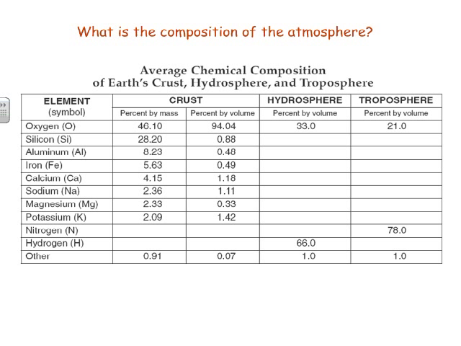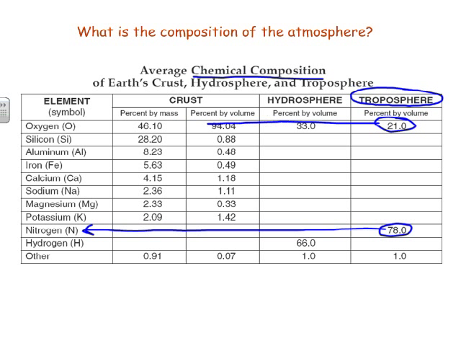What are these things made of? The chemical composition of the troposphere. And it doesn't just give the troposphere, it also gives the crust and the hydrosphere as well. But if you look under troposphere, you'll notice that 78% is nitrogen and 21% is oxygen, which gives us 99%. 99% of what you're breathing in is either nitrogen or oxygen, and only 1% is other stuff.